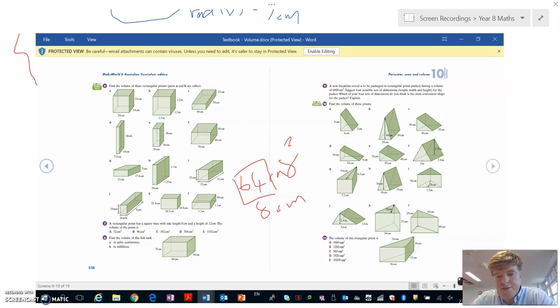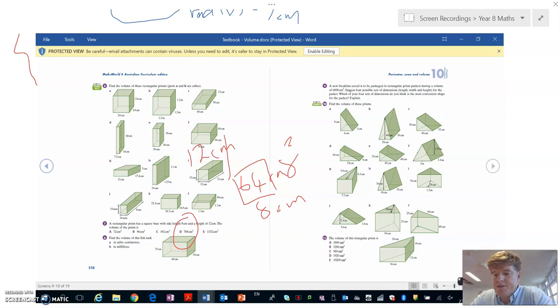Now, if a shape has got an area of 64 centimetres squared, remember the rule for volume is area multiplied by height. So it's going to be 64 multiplied by the height, which is 12 centimetres. So let me just double check my math. 64 by 12 is 768 centimetres cubed, and that happens to be one of the options there. So that seems to make pretty good sense.